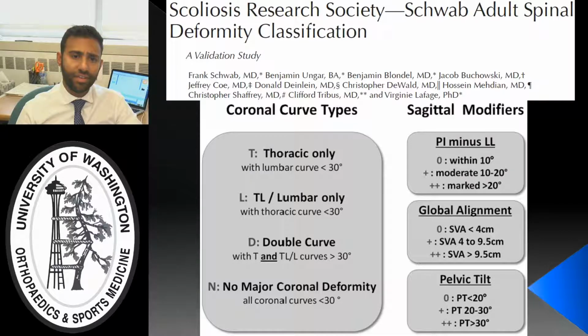This is the Schwab Adult Spinal Deformity Classification System that really breaks curves into thoracic, thoracolumbar, lumbar, double curves, and coronal deformities. They also look at sagittal modifiers, pelvic incidence minus lumbar lordosis, global alignment and SVA, and pelvic tilt. And these are used to organize curve types into different categories and to predict clinical outcomes.